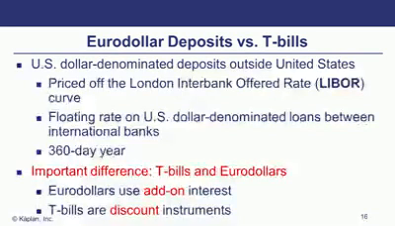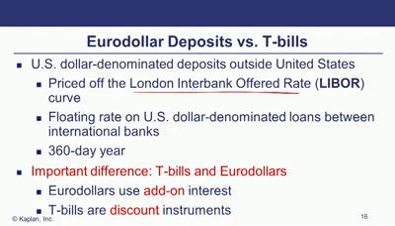Okay, almost there, guys. A couple more slides really here. We're going to briefly talk about Eurodollar deposits versus treasury bills. And remember the lingo. Eurodollar is a dollar that has been deposited outside of the United States. And so these Eurodollar deposits are typically linked to the London interbank offer rate, also known as LIBOR.